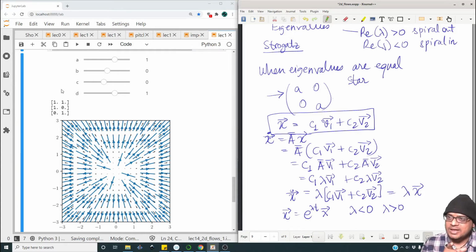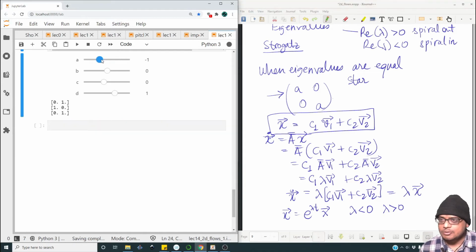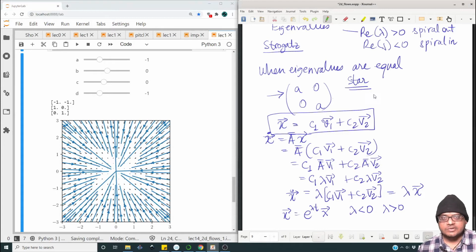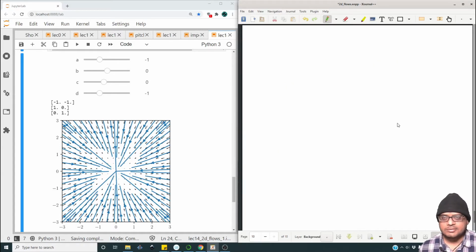In this case, the eigenvalues are both positive. Now let me go to this particular case. When they are both negative, we should have an attracting star. All the trajectories should converge to the origin, as we see over here. Okay, so this is the condition for having a star, and all these cases will be quite useful when we analyze non-linear systems. Like I've already said, understanding linear systems is the first step towards the analysis of a non-linear system.